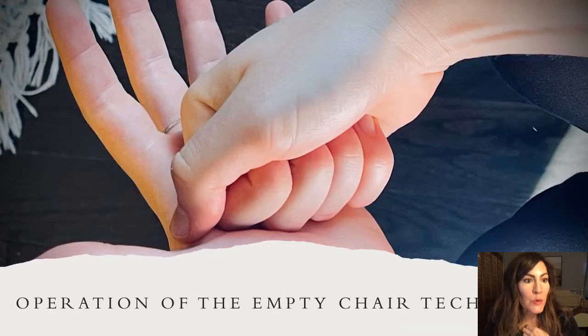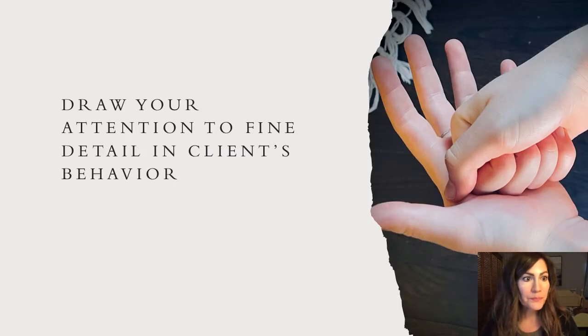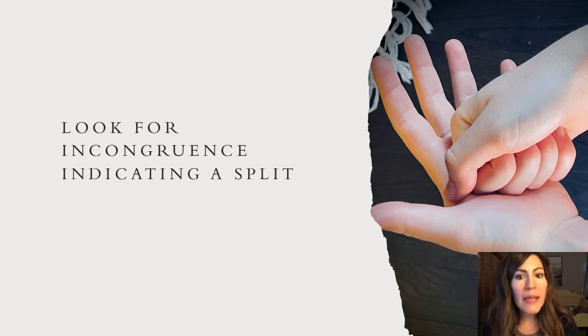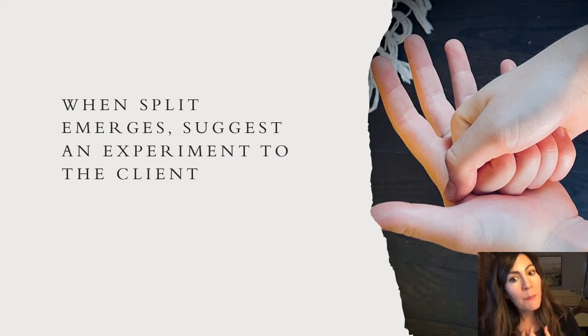And now let's move into the actual operations of the empty chair technique. Pay attention to those fine details in the client's behavior. Look for incongruence indicating a split. And when a split emerges in session, suggest an experiment to the client. This cannot be premeditated. It has to be something you are seeing them experiencing here and now. And the presence of a split reveals itself as an indicator of present readiness for it to be resolved.